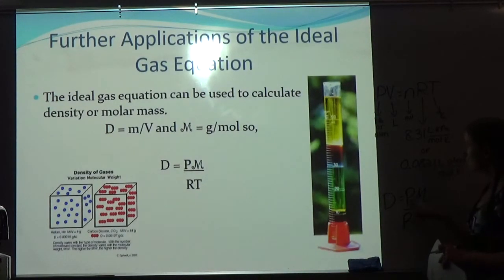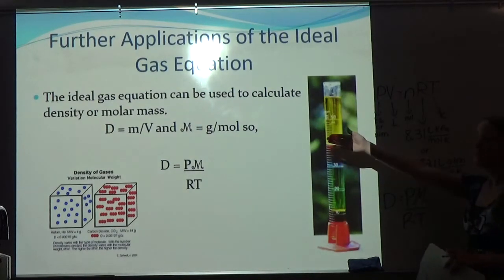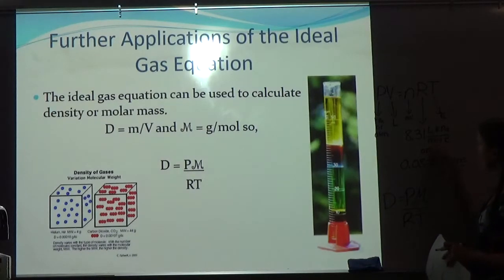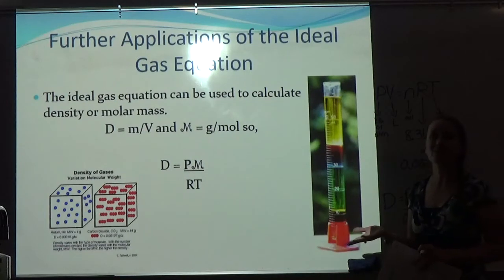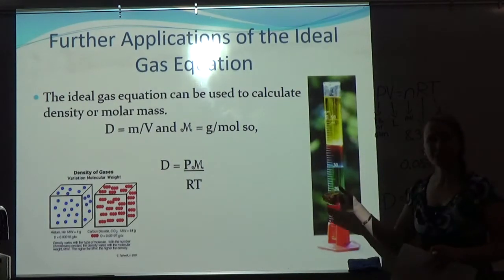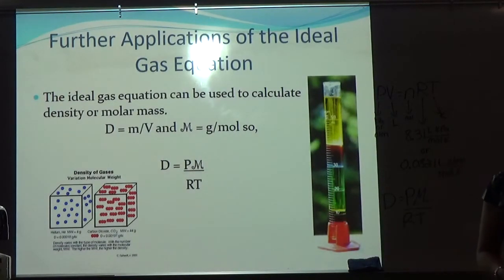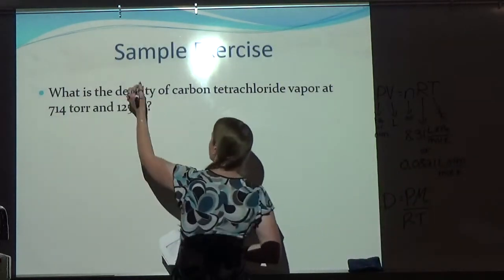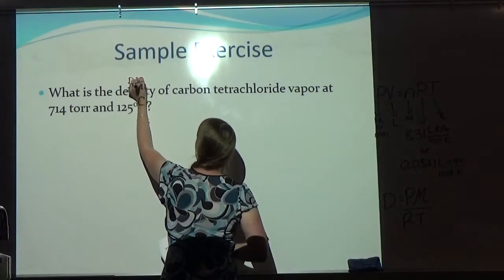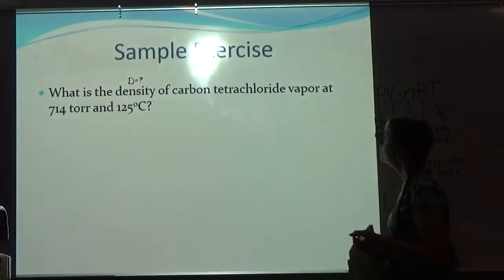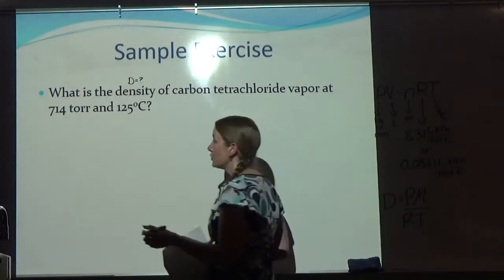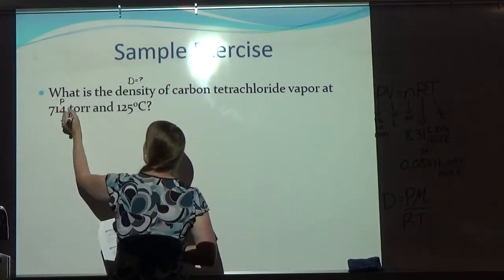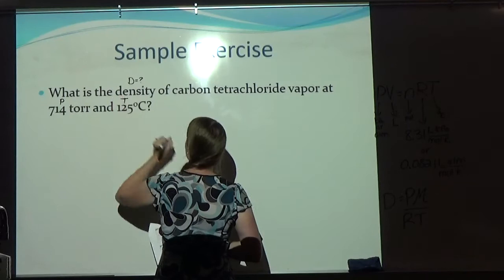Pressure still needs to be kPa or atm. Molar mass clearly needs to be grams per mole. R, again, depending on your pressure, you would pick between these, and temperature still needs to be in Kelvin. All right, so let's look at what it's like to use this formula. It says, what is the density, so we're looking for density, of carbon tetrachloride vapor at 714 torr, so there's my pressure, and 125 degrees Celsius, so there's my temperature.